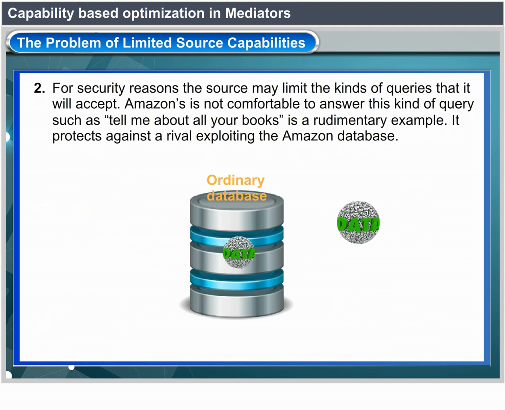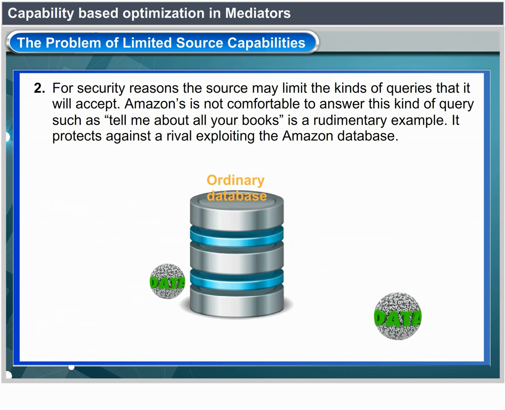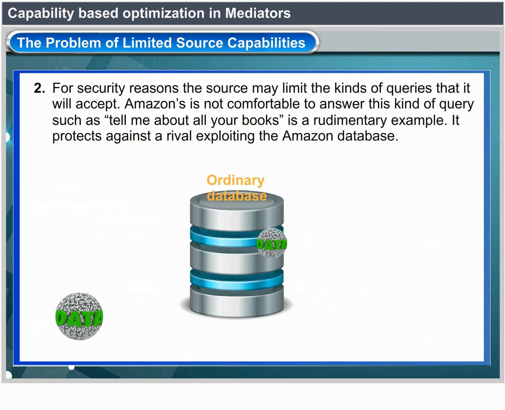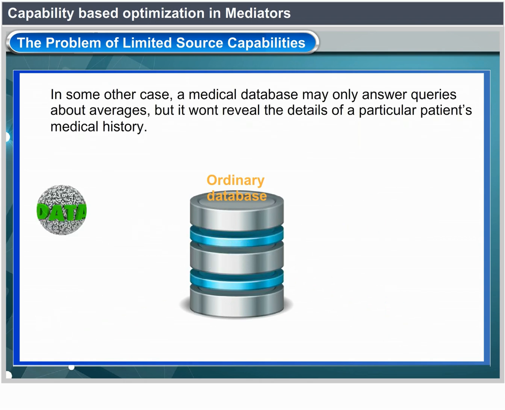Number 2. For reasons of security, a source may limit the kinds of queries that it will accept. Amazon's unwillingness to answer the query, "Tell me about all your books," is a rudimentary example. It protects against a trivial exploiting of the Amazon database. As another instance, a medical database may answer queries about averages, but won't disclose the details of a particular patient's medical history.